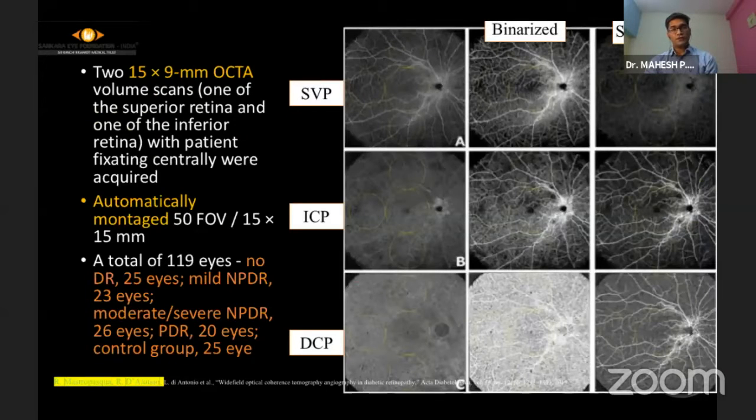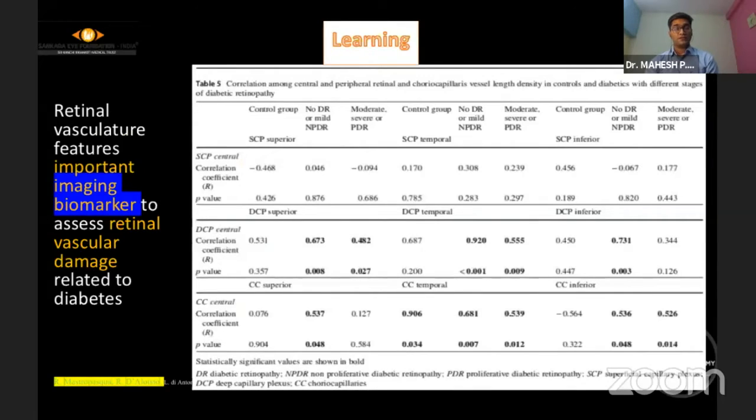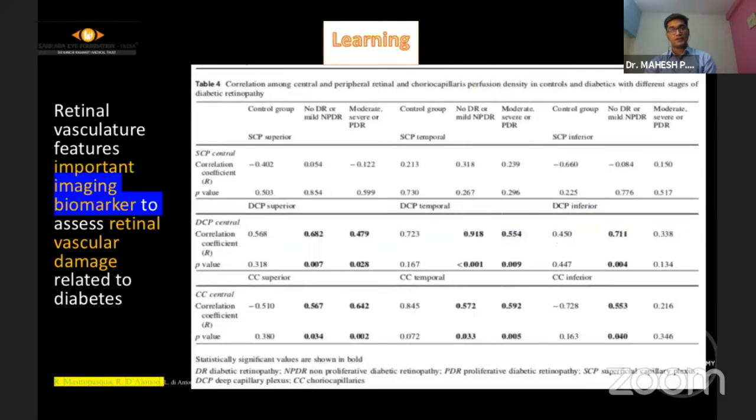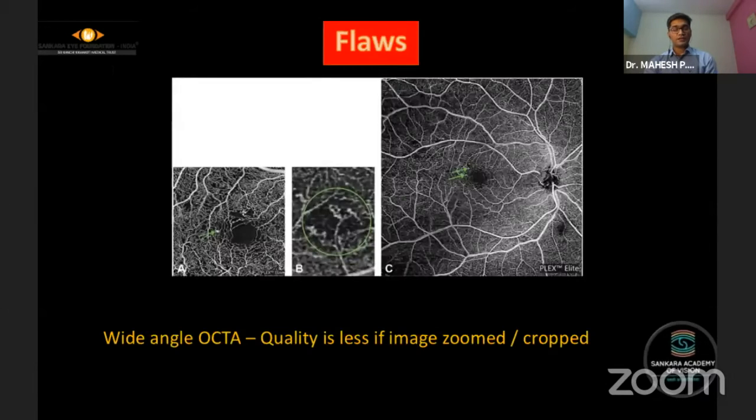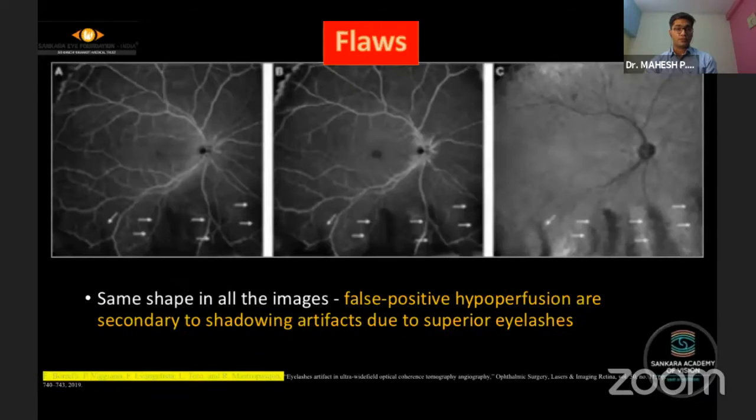Whether wide field OCTA actually has any importance, does it give us any imaging biomarkers? In this, as we can see, the vessel density in the deeper capillary plexus is affected more, specifically in the temporal, and the same for the perfusion density, which is affected in the temporal and deeper capillary plexus. Again, the flaws are there, like segmentation, and if we zoom the image, blurriness occurs. There can be other flaws like artifacts.